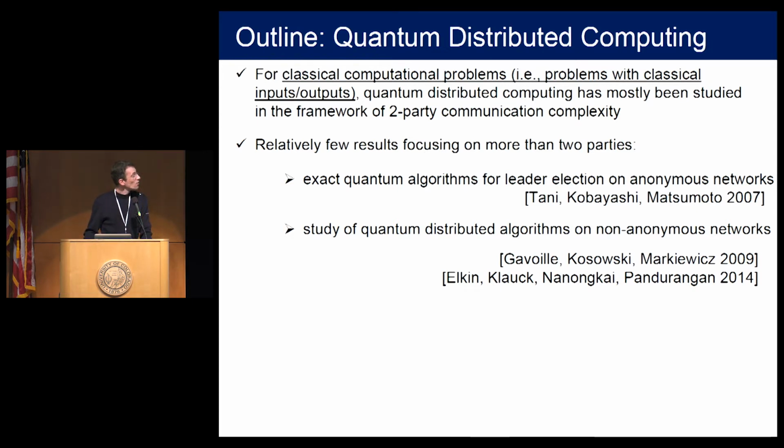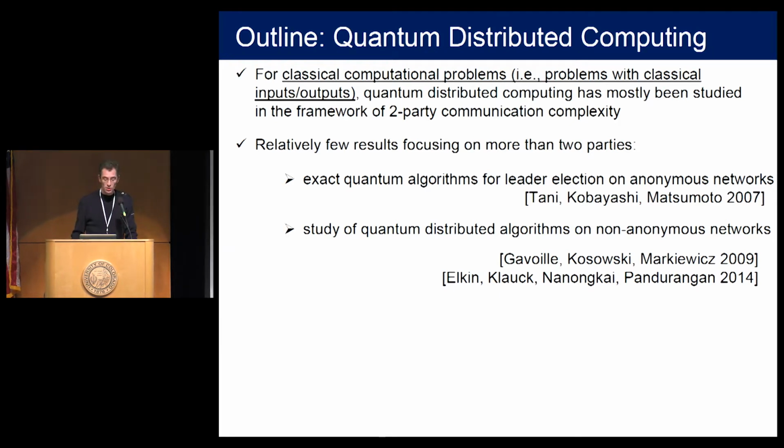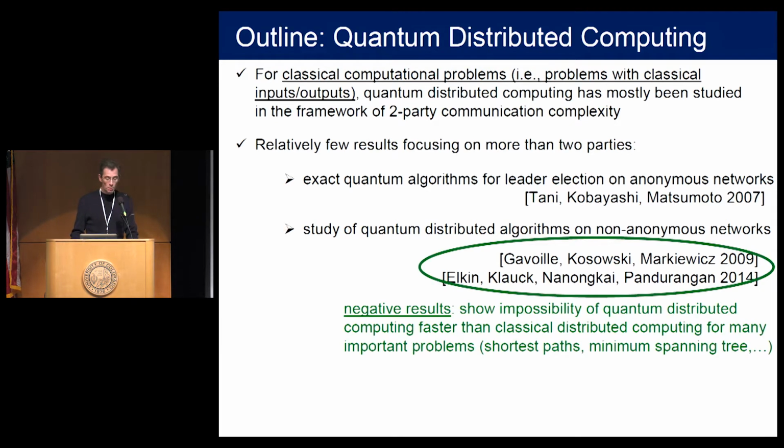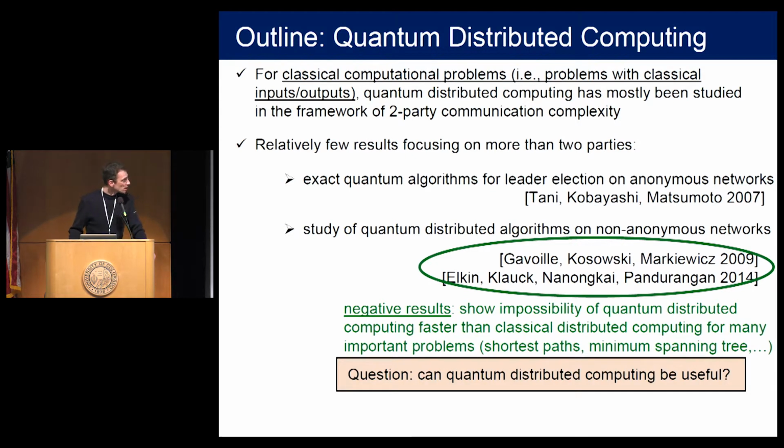But on non-anonymous networks, on the other hand, there are only two works that focused on distributed computing, and all these works reported essentially negative results. So they showed the impossibility of having quantum distributed computing faster than classical distributed computing for many important problems, like the computation of the shortest paths or the computation of the minimum spanning trees. So the question is, at least on non-anonymous networks, can quantum distributed computing be useful? In this work, we say yes.